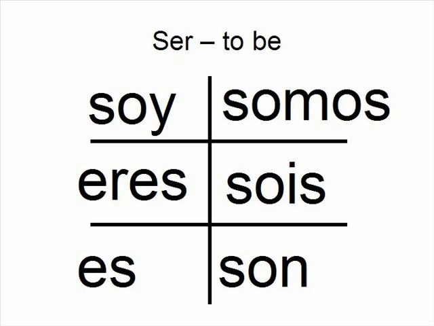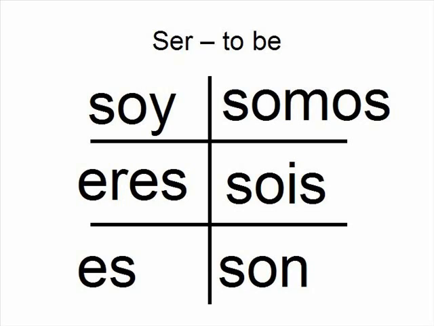Es goes with he or she. Él and ella, or usted, which is the polite you. Okay? So él es, he is. Ella es, she is. Usted es, politely, you are. Now, somos goes with nosotros. So, nosotros somos, we are. Sois goes with vosotros. So, vosotros sois, y'all are.